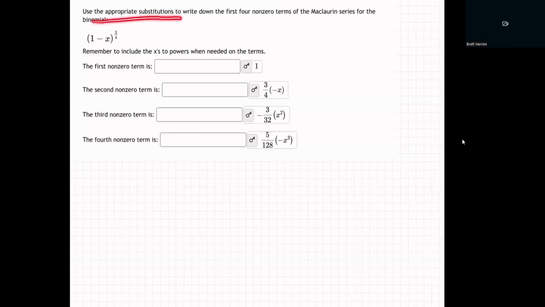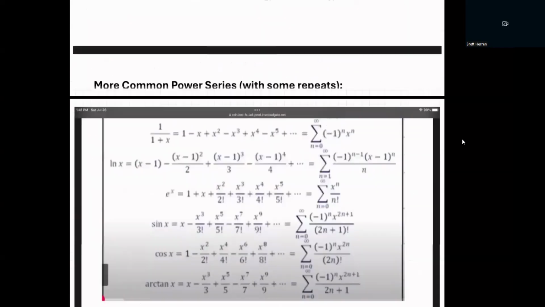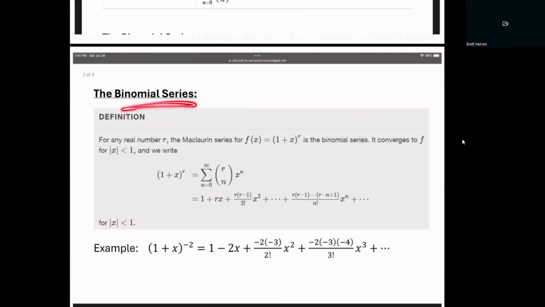Use the appropriate substitutions to write down the first four non-zero terms of the Maclaurin series for the binomial. This is kind of the key word here, binomial. See how this thing has two terms, like two wheels on a bicycle, binomial, a two-termer. Well, we have a formula for that, the binomial series. It's right here in the notes that are available online for you.